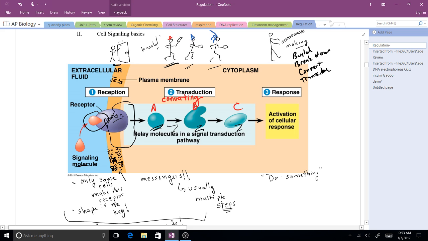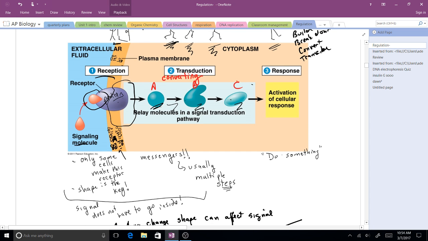I put little hats on them to emphasize these are different molecules, and it's almost like the Pony Express, right? He's going to deliver the message to this guy, who's going to send the message to this guy, and then eventually you're going to get to the makers, the builders, who are getting that signal to either build something, break down something, convert something, transcribe something, translate something, do something. So we've got reception, transduction, which you can think of as converting the signal, and then the response.